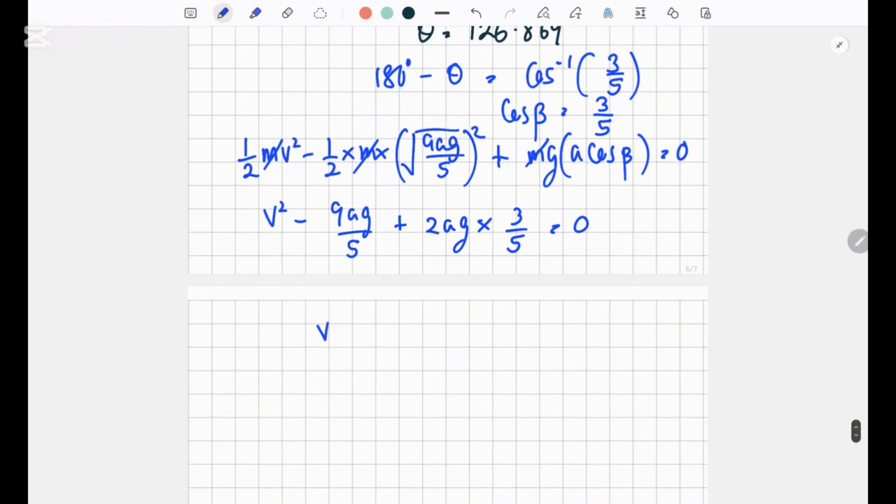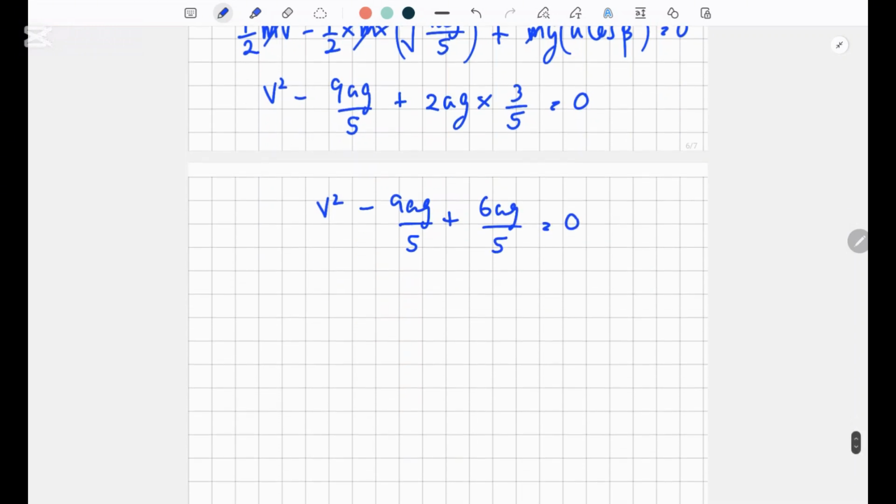So now v squared minus 9ag over 5 plus 6ag over 5 equals 0. You can see the same denominator. So it's going to be v squared minus 3ag over 5, right? Equals 0. So v squared equals 3ag over 5. V equals square root 3ag over 5.